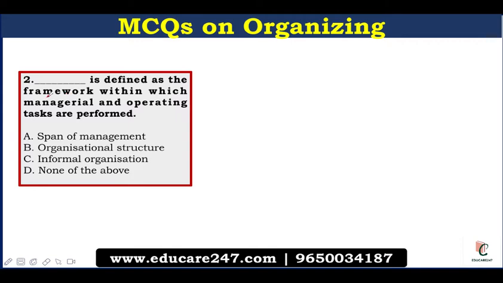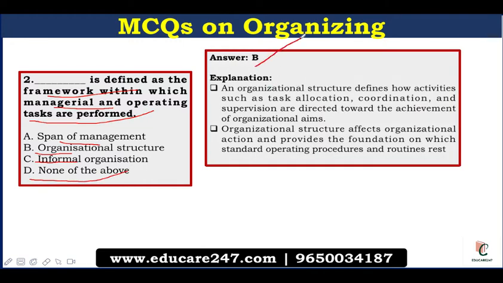Dash is defined as the framework within which managerial and operating tasks are performed. A. Span of management. B. Organizational structure. C. Informal organization. Or D. None of the above. So the correct answer here is B, that is organizational structure.